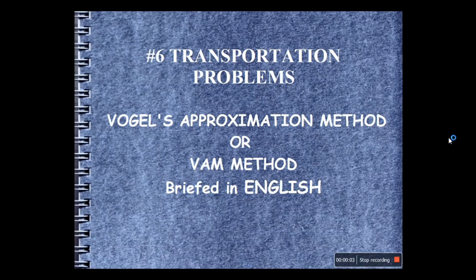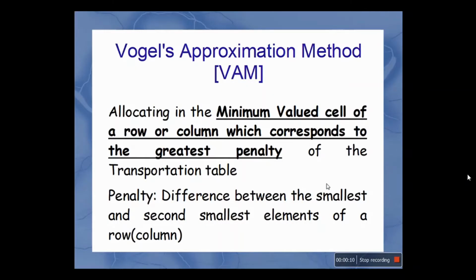Today we are going to learn about Vogel's approximation method, or VAM. What is Vogel's approximation method? Allocating in the minimum valued cell of a row or column which corresponds to the greatest penalty of the transportation table. Okay, so we are going to allocate in the row or column which corresponds to the greatest penalty. What is the penalty? The difference between the smallest and second smallest elements of a row or column.